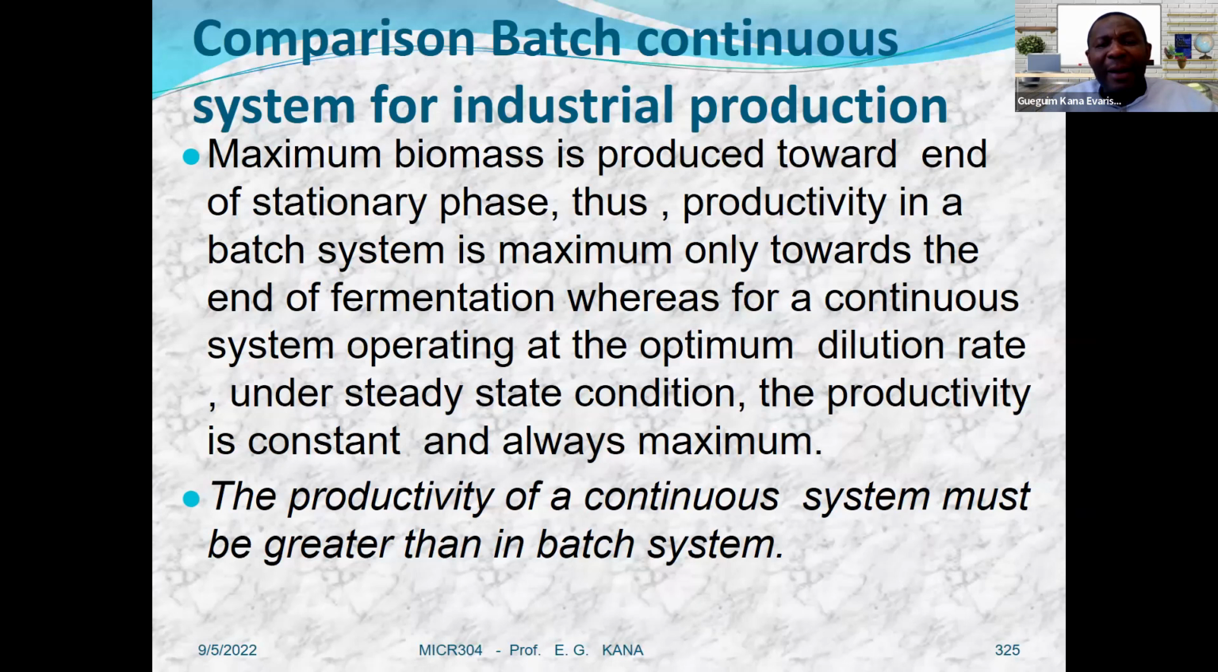But you realize that you have the maximum cell concentration at that dilution rate that can be kept over a longer period of time. Whereas in the batch system, it's only at the stationary phase that we have maximum cell concentration. In the continuous system, cell concentration can be kept high for a longer period of time. That further emphasizes the fact that productivity in a continuous system is always greater than the batch system. Okay? That further substantiates the fact that productivity in this system is greater compared to the batch system.